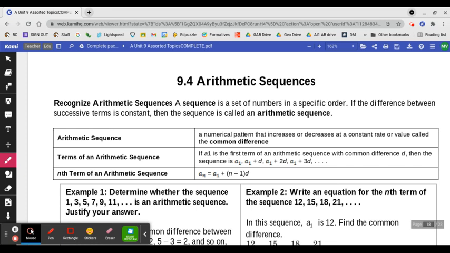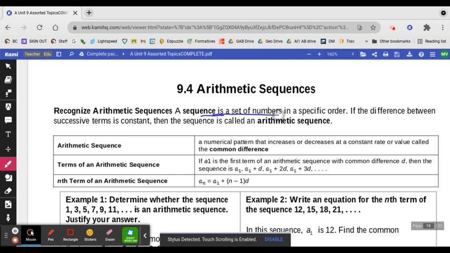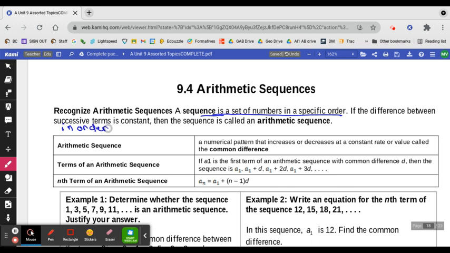Hello, everyone. Today we are starting 9.4, which is arithmetic sequences. A sequence is a set of numbers in a specific order. If the difference between successive terms, or terms in order, is constant, then the sequence is called an arithmetic sequence. So, an arithmetic sequence is a numerical pattern that increases or decreases at a constant rate, called the common difference.